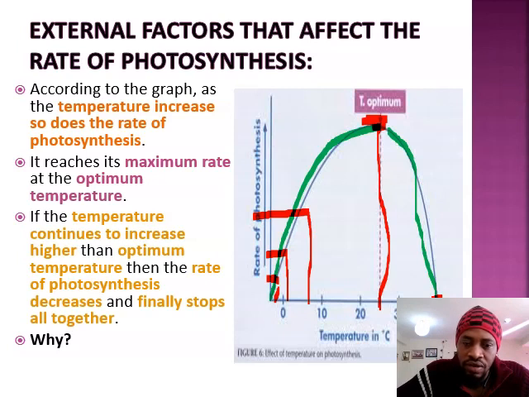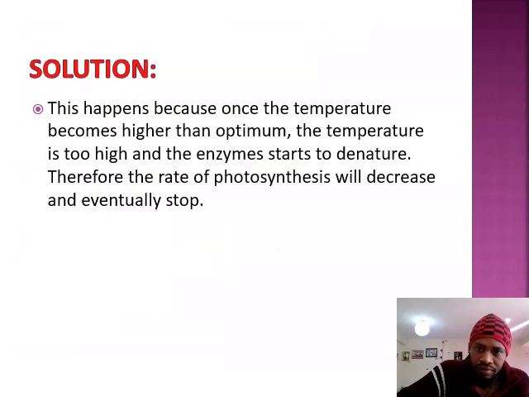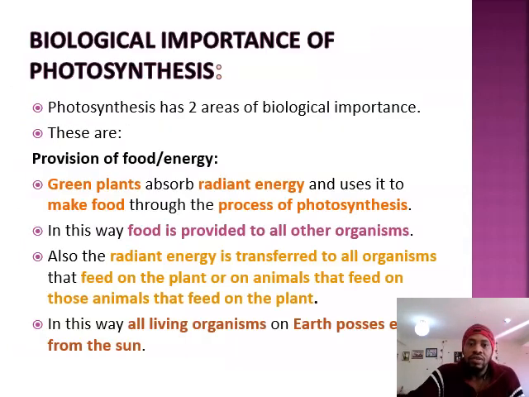Now, the biological importance of photosynthesis. Why is photosynthesis important for us? There are two major reasons. The first is that photosynthesis is the process by which plants make food automatically. That's why we call them autotrophs. They are at the bottom of the food chain. We call them the producers.